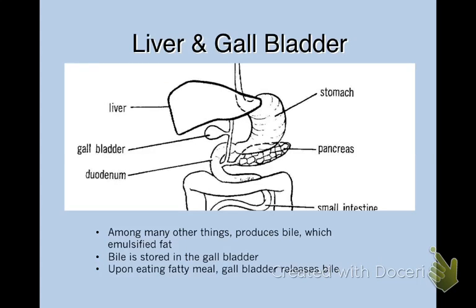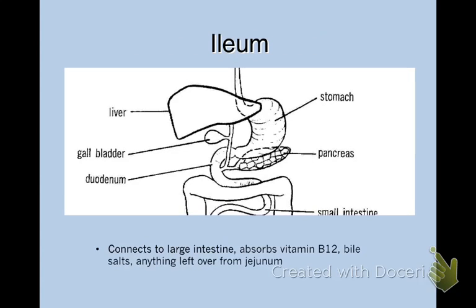And then if we take one step back and look at the liver and gallbladder, the liver has over 200 different functions, but its primary function in digestion is the production of bile, which gets stored in the gallbladder, and then when you eat a really fatty meal, the gallbladder releases the bile into the duodenum. And then the last part of the small intestine, part 3, is basically like the sloppy seconds of the jejunum. It absorbs a little bit of vitamin B12, some bile salts, and anything that the jejunum didn't pick up.